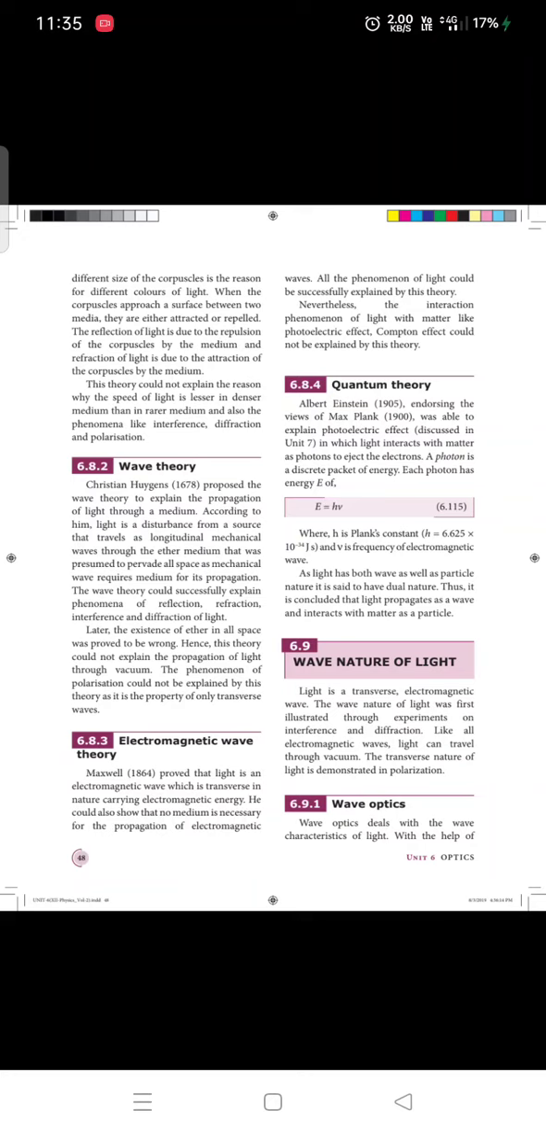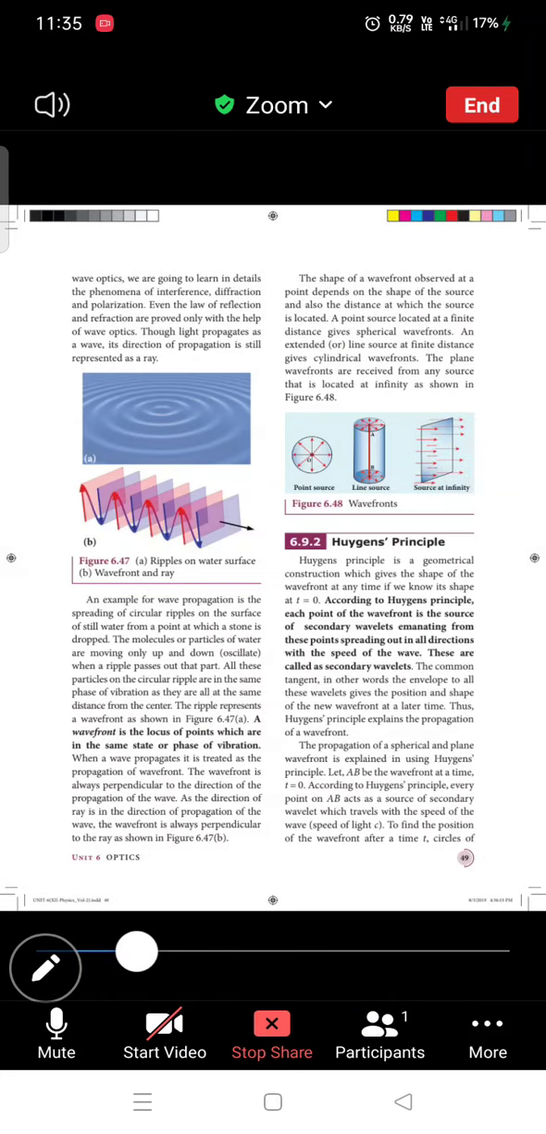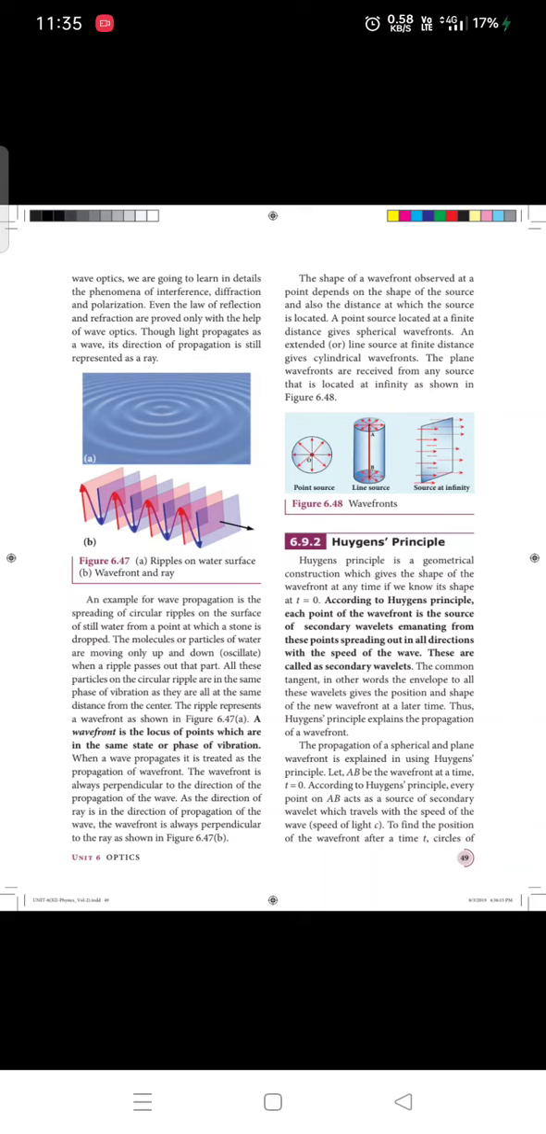Now we'll get into the topic wave optics. Wave optics deals with the wave characteristics of light. With the help of wave optics, we are going to study in detail the phenomena of interference, diffraction and polarization. Even the laws of reflection and refraction are proved only with the help of wave optics. Without wave optics, we couldn't know what reflection and refraction are.